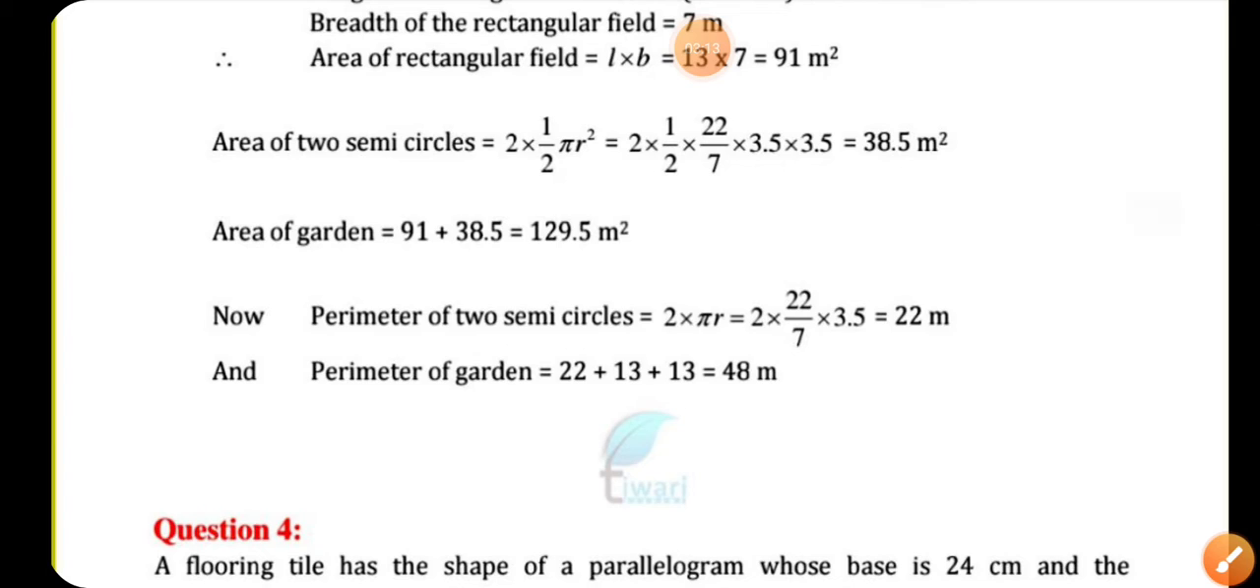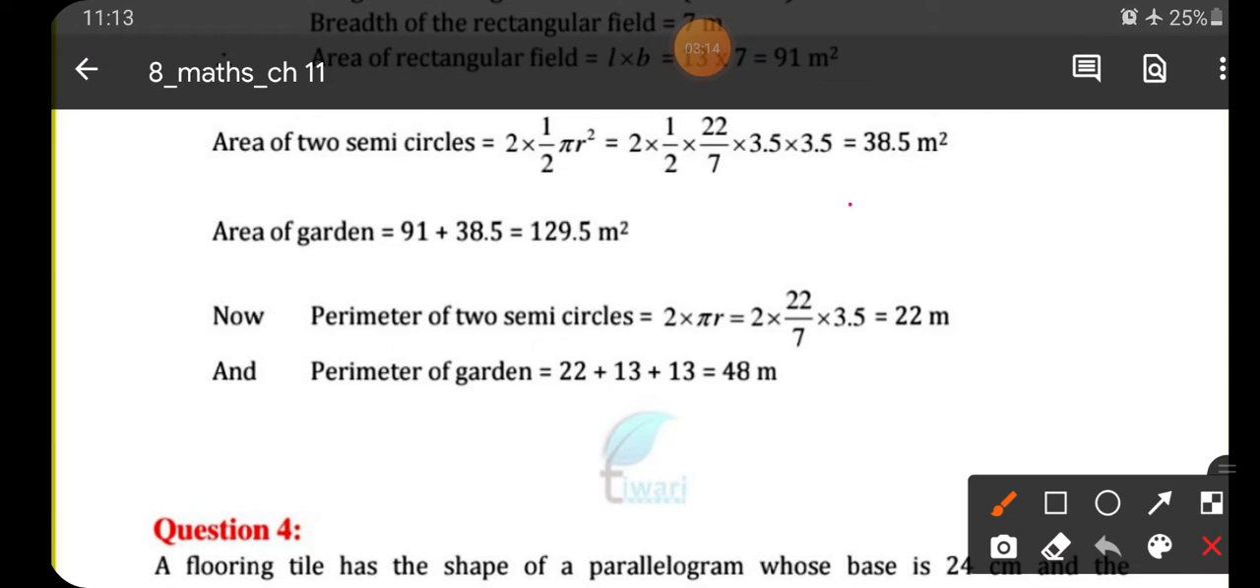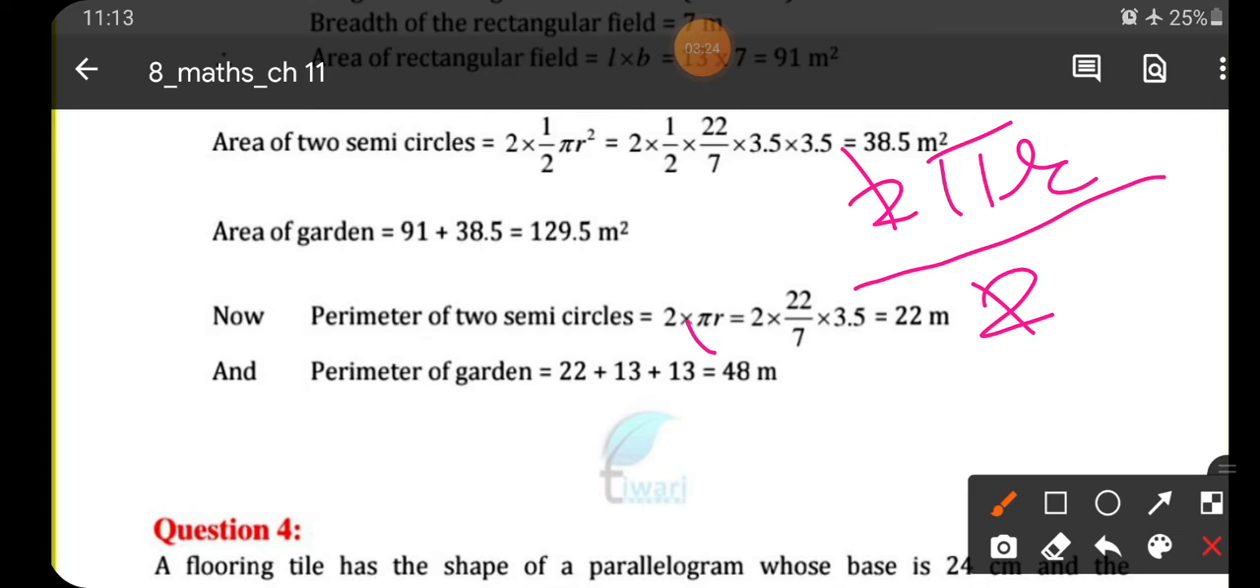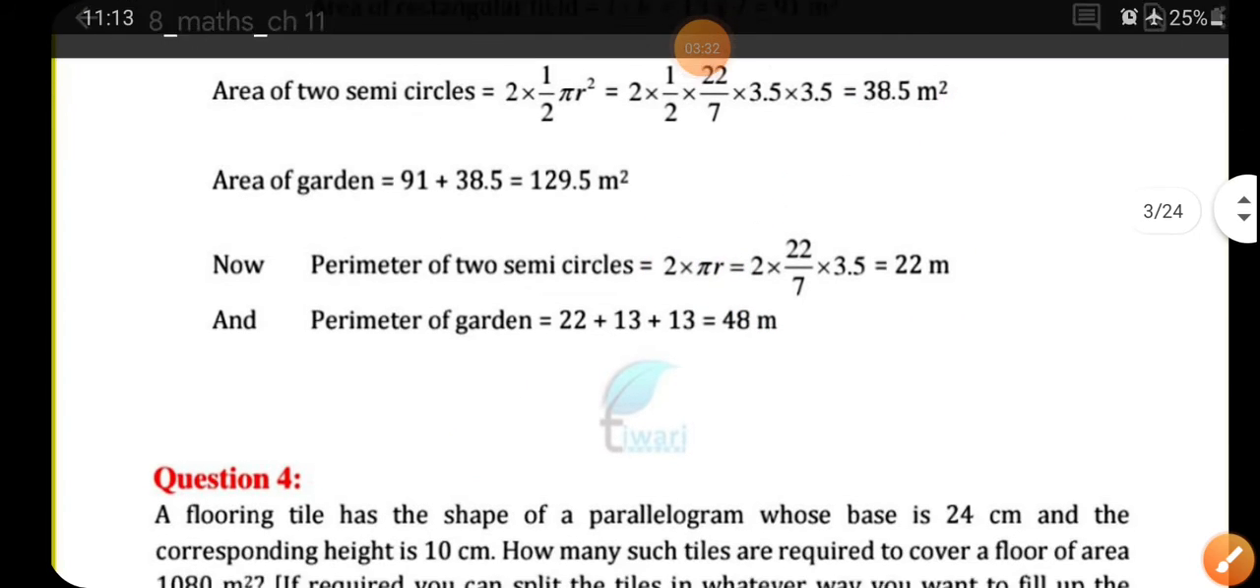Now perimeter of two semicircles. Perimeter, it means circumference. What is the circumference? 2 pi r, but it's a semicircle, means half of it. 2 to cancel out, so it's pi r. But how many semicircles? 2 semicircles. So here multiply by 2. Put the values and solve it.